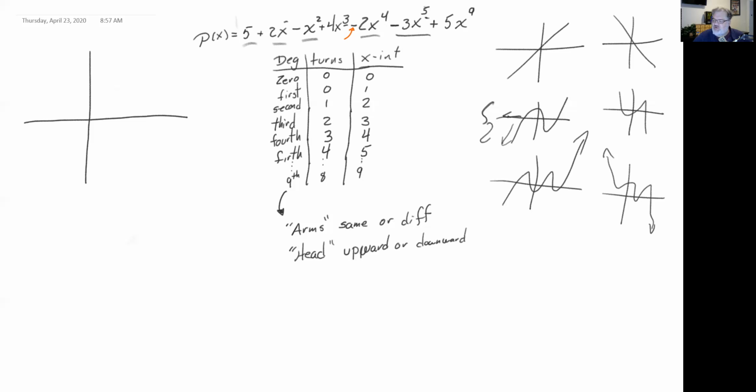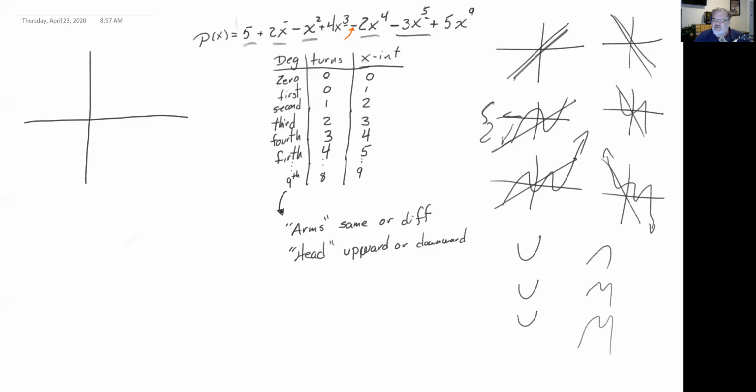Now, by upward and downward, these all head generally upward with the wiggles in the middle. These all head generally downward. Our parabolas open upward or they open downward. So are the arms the same or different? And is it going to be upwardly oriented or downwardly oriented?